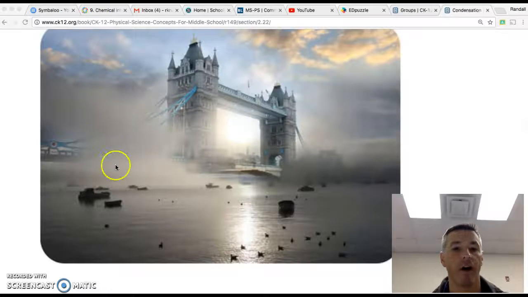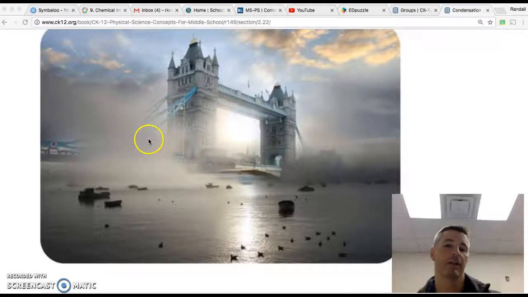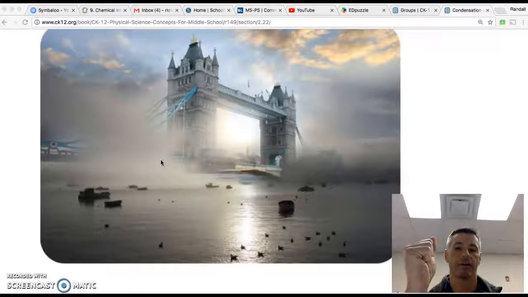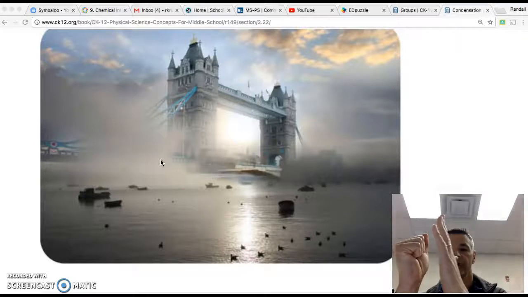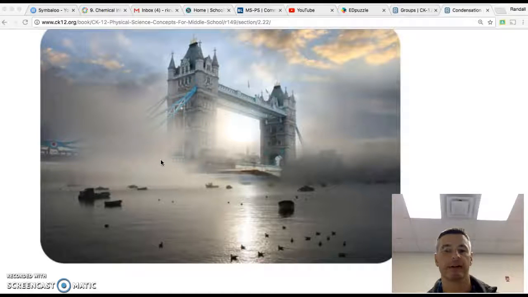Here's a picture of fog. The reason we have fog, and we say fog is basically a cloud near the Earth's surface, is because water vapor in the air has touched a particle. The water vapor touches the particle, it cools, and it turns into a liquid. And that's why we see it.